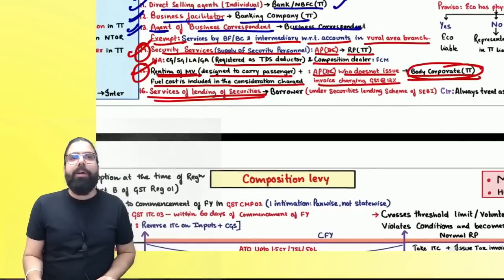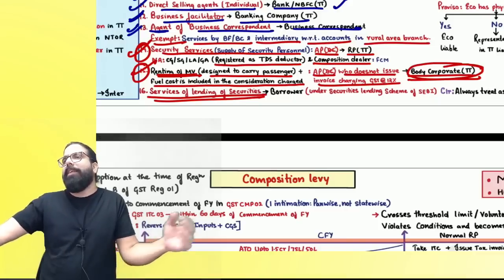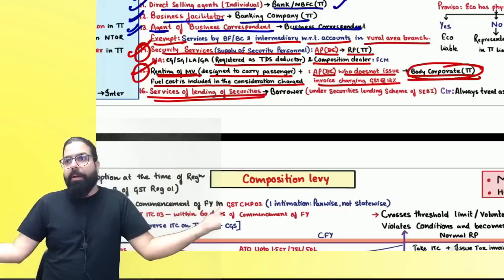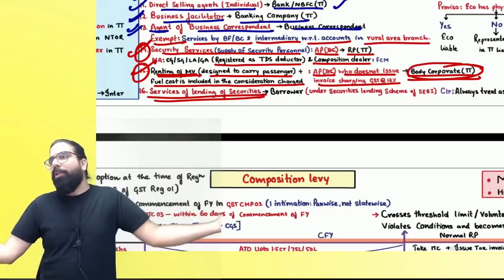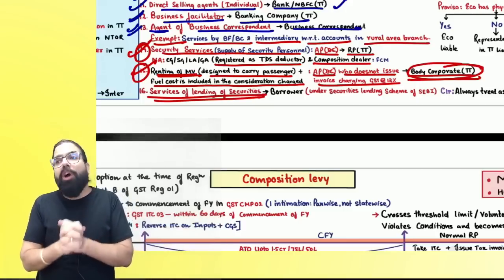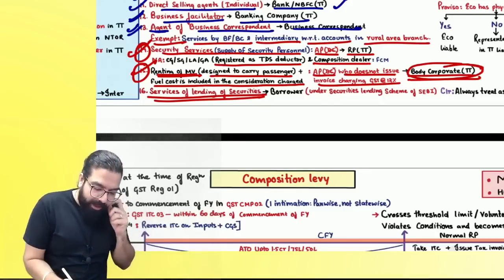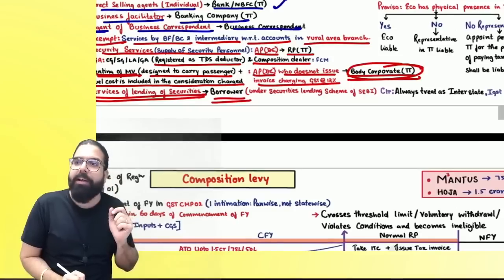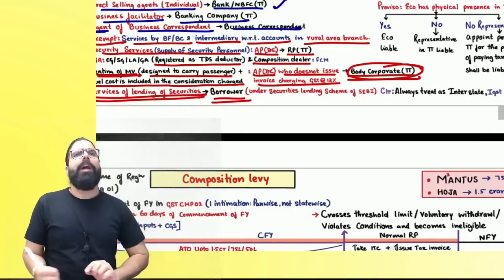Securities lending scheme. Everyone, in securities lending, what happens? One lender is there who will lend his securities to a borrower. Correct, everyone? Government went ahead and told, in case of securities lending, always the borrower of securities will go ahead and pay GST under RCM. Now, you know what happened?